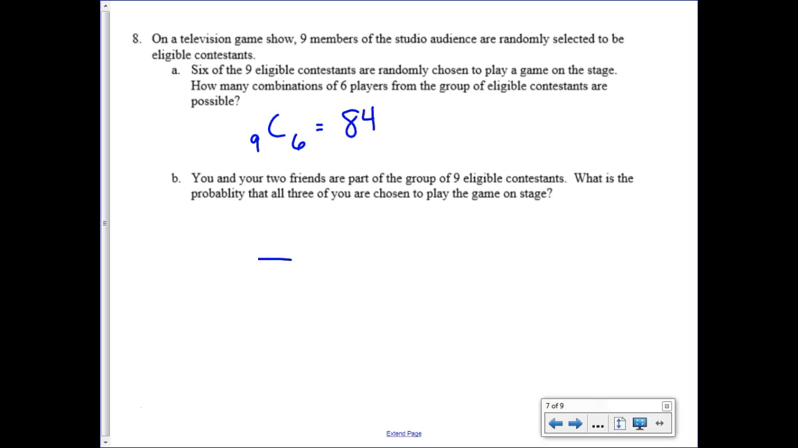Okay, so total options, there's 84. But out of the 6, how many of those possibilities are 3? Or are of you 3? So 6 select 3 would be 20 out of 84, which reduces to 5 out of 21. So the probability that all 3 of you are chosen to play the game is 5 out of 21.